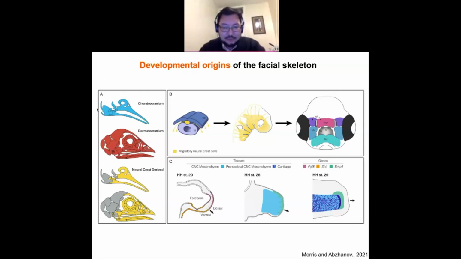So if you look inside, if you do a section through the face, you'll see that again. Unfortunately, I cannot see my own cursor, so I cannot even point at things.